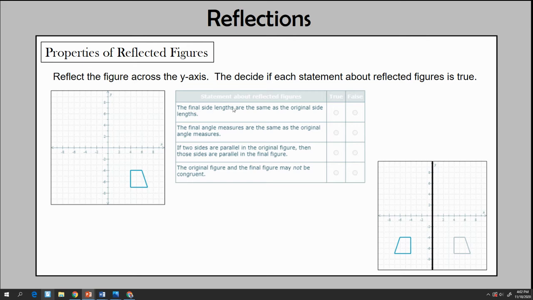The final side lengths are the same as the original side length. True. The final angle measures are the same as the original angle measures. True. If two sides are parallel in the original figure, then the two sides are parallel in the final figure. Remember, they're identical. So if they're parallel in the first, they're going to be parallel in the second. The original figure and the final figure may not be congruent. False. They are congruent. They're exactly the same image. Okay.